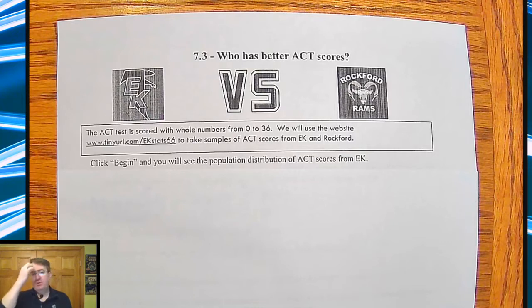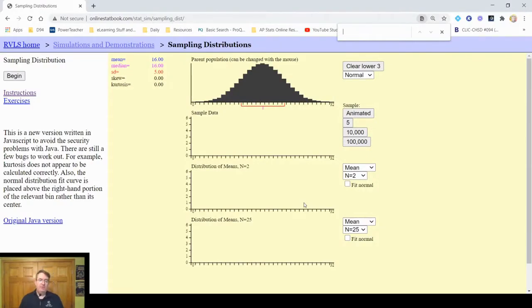And so what we're going to do is that there's a link down below that will take you to what you're about to see here. Now, the first thing that you needed to do is describe the population distribution of ACT scores from the EK high school. All the data is up over here. Notice standard deviation is 5, median is 16, mean is 16. You can say this is approximately normal for the shape. Again, we don't know for sure it's normal, but it looks normal, so we'll use one of our LY words. Adverbs are great for that.